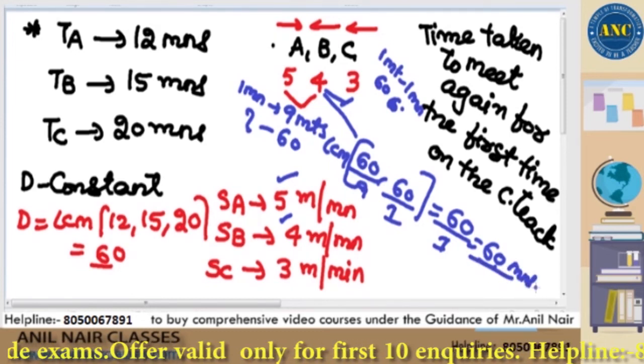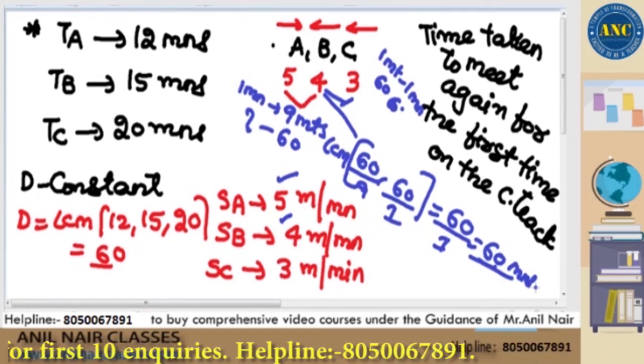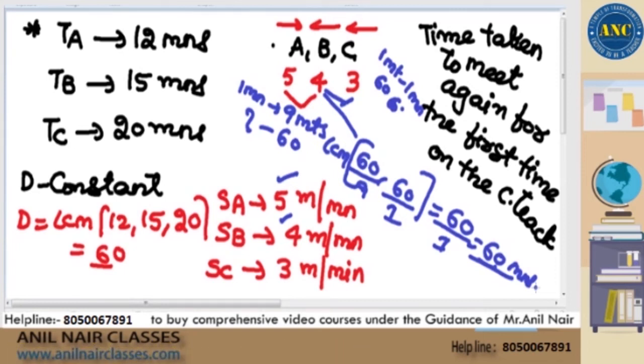Or otherwise you can take the inverse of speed. If you are comfortable with that one, please go with that logic. Distance is constant. Till now we calculated speed ratio. Now the time values are given. TA is 12 minutes. TB is 15 minutes. TC is 20 minutes. It is 60. SA is 5 meters per minute. SB is 4 meters per minute. SC is 3 meters per minute. A and B are moving in the opposite direction.